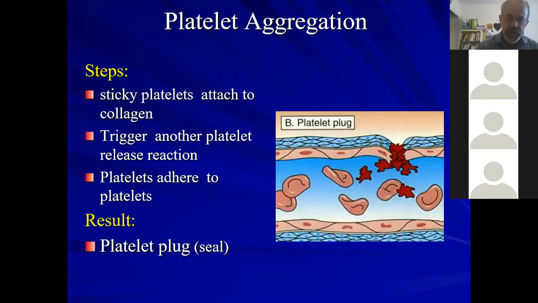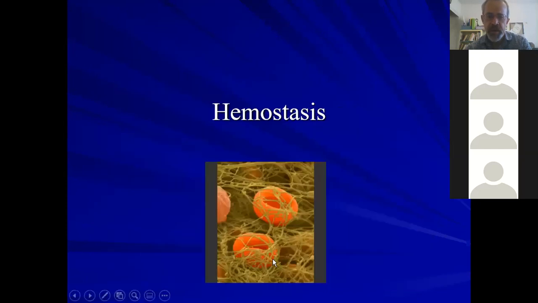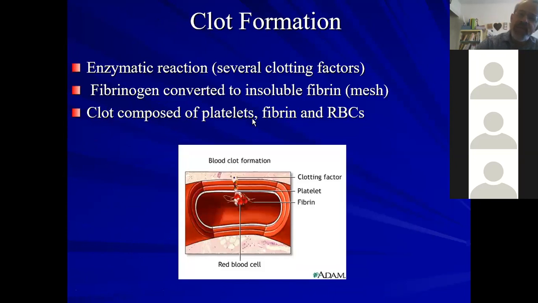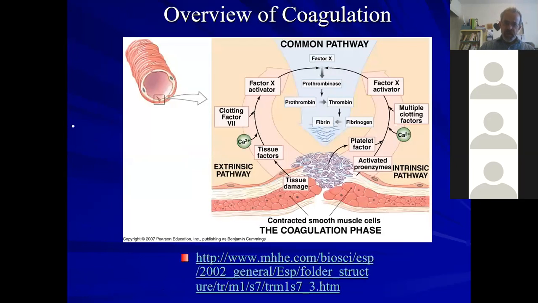I can go back really quickly. Oops, like right there. That's this fibrin mesh. In that mesh, we've got the mesh, we've got platelets, and we've got red blood cells. That all makes up a clot. So let's take a closer look at this enzymatic reaction. Like I mentioned, I'm just going to go through it very generally.